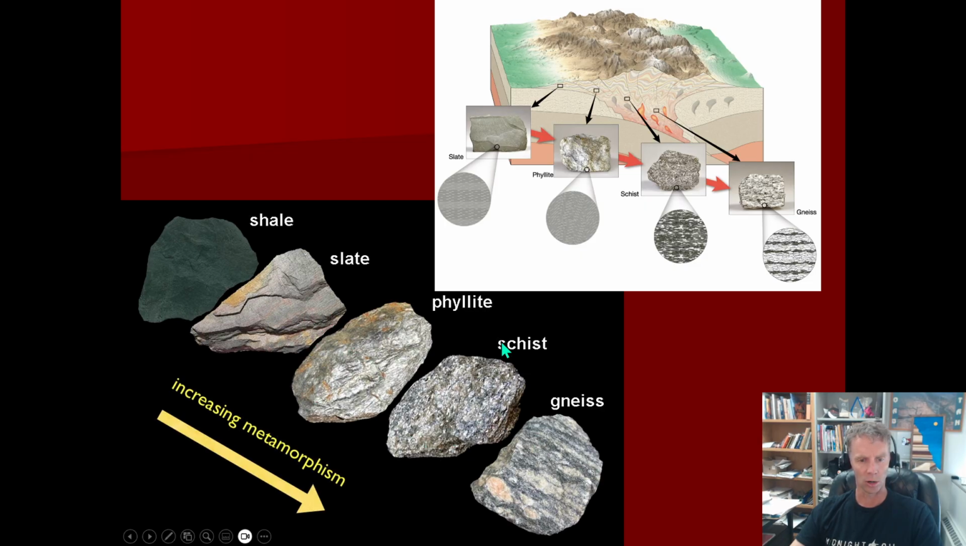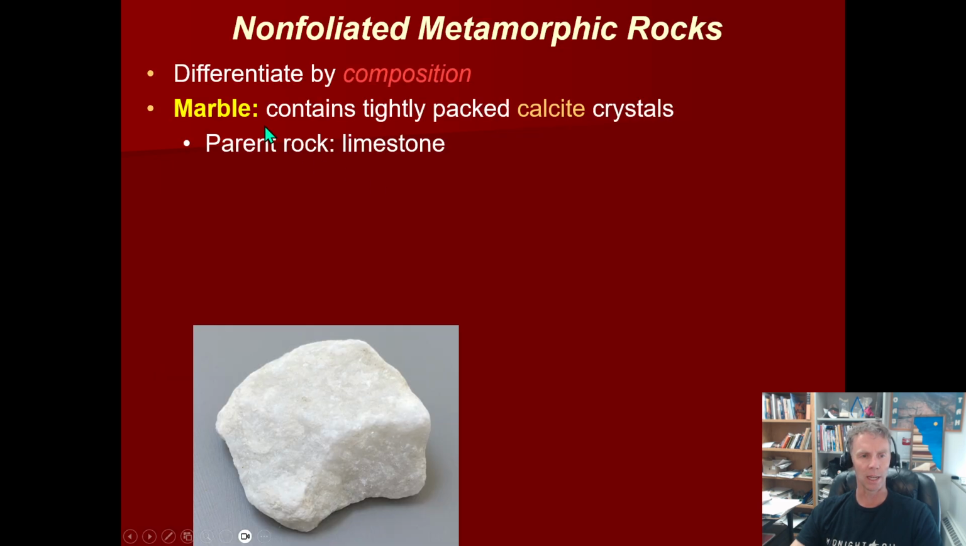The micas are very stable at these intermediate grade temperatures. That's why the rocks get shiny right in here. But at the high grade temperatures, the micas are not stable. That's why you don't see those shiny minerals here when you get to metamorphic gneiss.